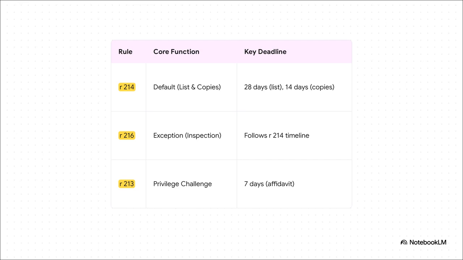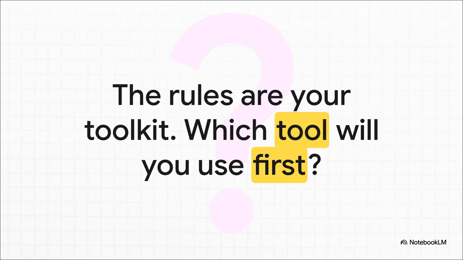And here it is, the whole system on one slide. This is basically your cheat sheet. You've got Rule 214, the default, with its 28 and 14-day deadlines. You've got Rule 216, the exception. And you've got Rule 213 for when privilege is challenged, with that crucial 7-day deadline. That's the whole shebang, right there. So there you have it. Rules 213, 214, and 216, they're not just random numbers. They are your fundamental toolkit for litigation. And knowing how and when to use each of these tools, well, that's the mark of a great barrister. The only question left is, now that you know what's in the toolkit, which tool are you going to reach for first? Good luck on the exam.